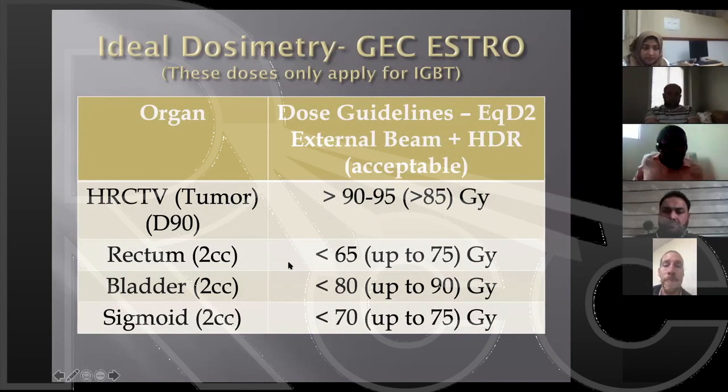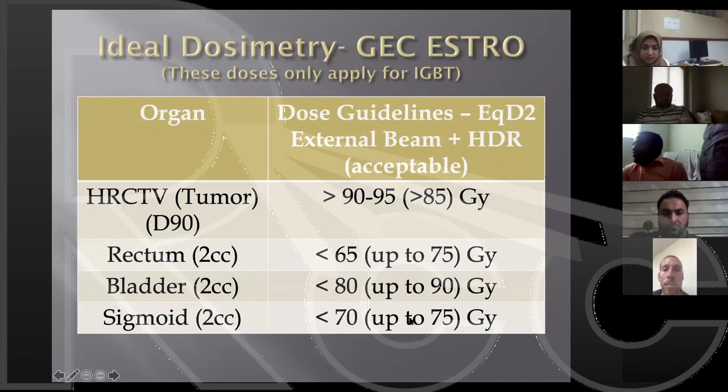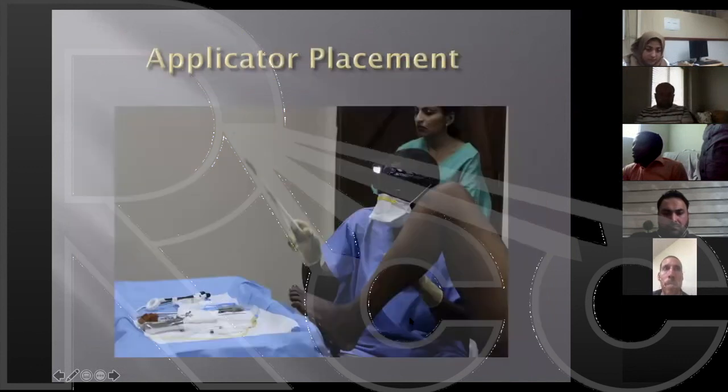Now, the organs at risk constraints are rectum, bladder, and sigmoid. And with image-guided brachytherapy, we use the maximum 2cc volume, so the dose to the hottest 2cc. With rectum, that should be less than 65 gray is desirable, but up to 75 is acceptable. Bladder, less than 80 gray, but up to 90 gray is acceptable. And sigmoid, less than 70 gray, but up to 75 is acceptable.